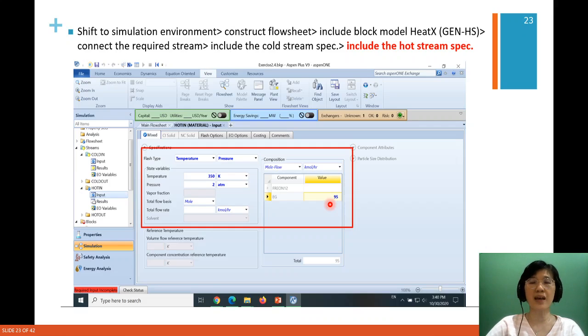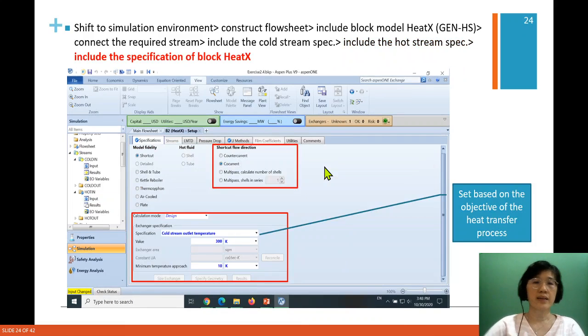So in this case, I'm putting an arbitrary flow rate, say 95 kilomole per hour. So I have put in ethylene glycol as 95, and the unit here is flow rate kilomole per hour. Okay, these are the specifications for the hot stream. And the next thing is we have to put in the specification of the process model, and we have HeatX here. So for HeatX, we are still sticking with this shortcut method, okay, shortcut.